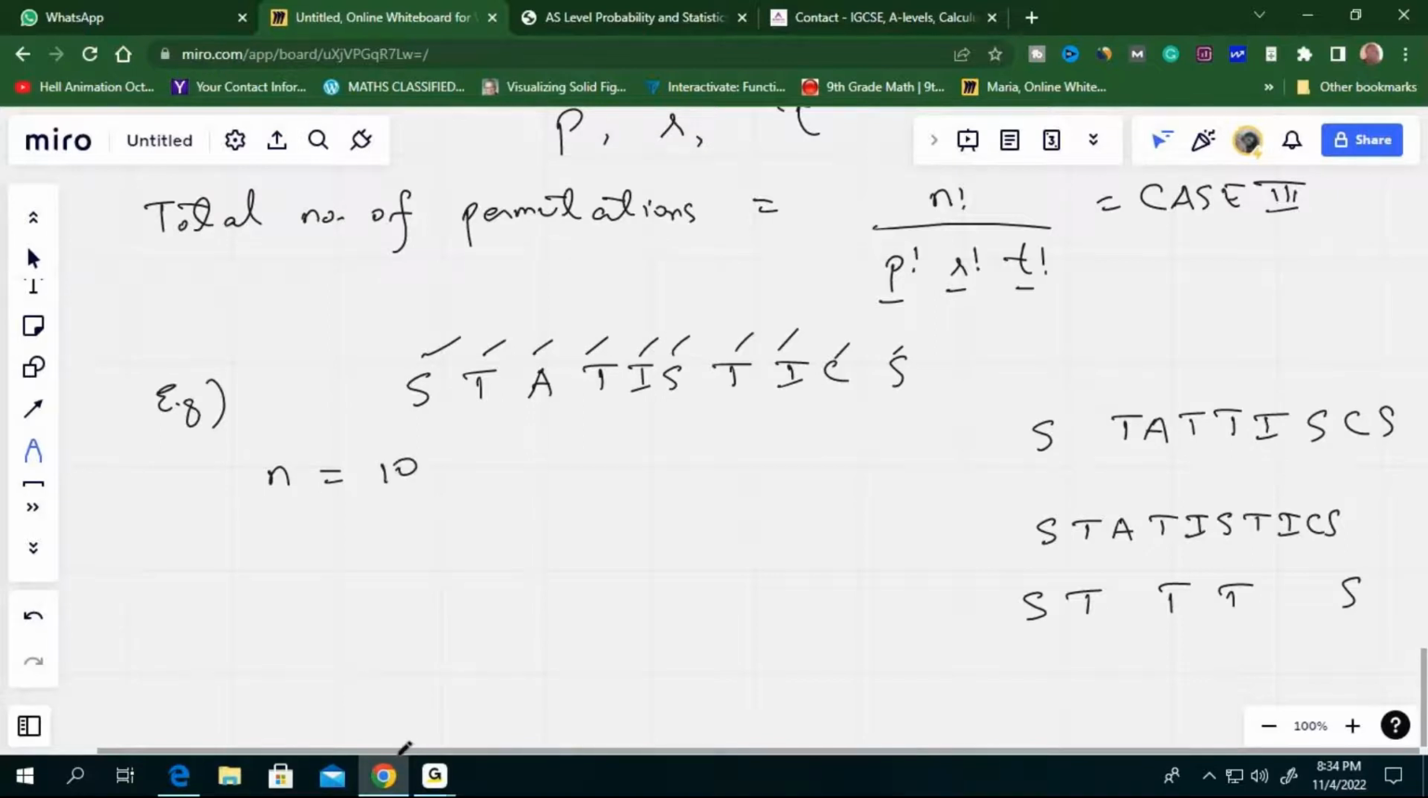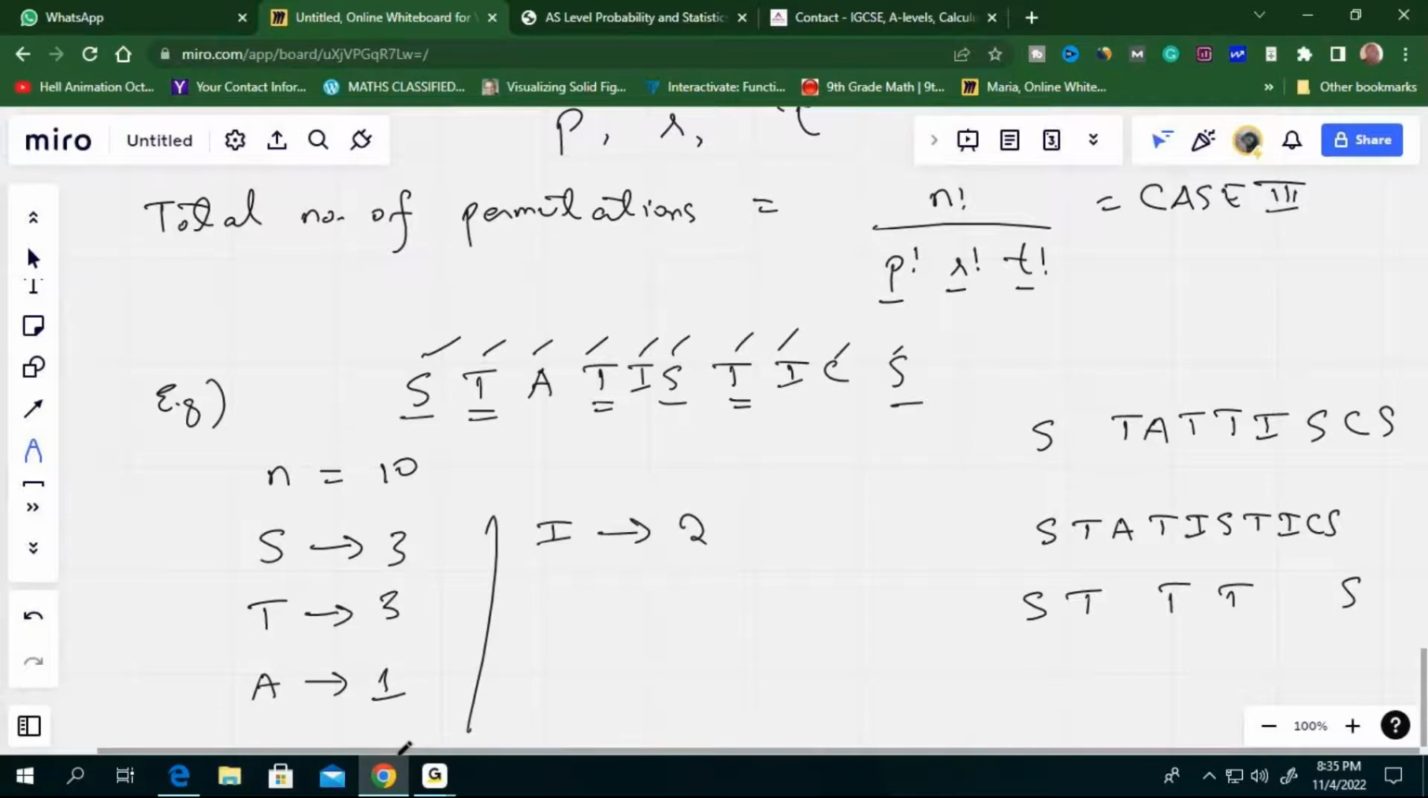Okay, this is it. And then how many times is S getting repeated? You just say S is getting repeated 1, 2, 3. How many times is T getting repeated? It is also getting repeated 3 times. How many times do you have A? A is coming just once. How many times do you have I? I is occurring 2 times. I can say 1 and 2. How many times do you have C? C is occurring just once. Alright. So you see, this is the number of repetitions. This could be p, it could be r, it could be t.